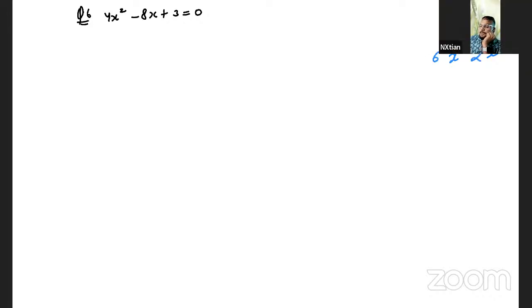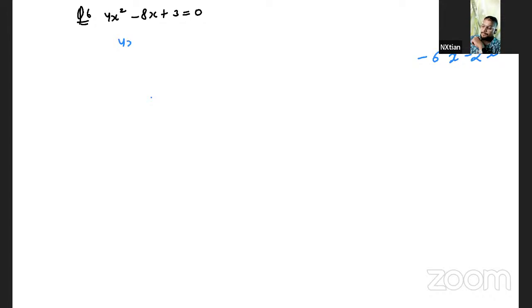But when you add them, you will get plus 8x. You need the answer as minus 8x. So what will you do? You will write minus 6x and minus 2x. Because when you multiply, 6 into 2 is 12, and minus and minus become plus. And minus 6 and minus 2 have the same sign, so you add them, and it becomes minus 8.